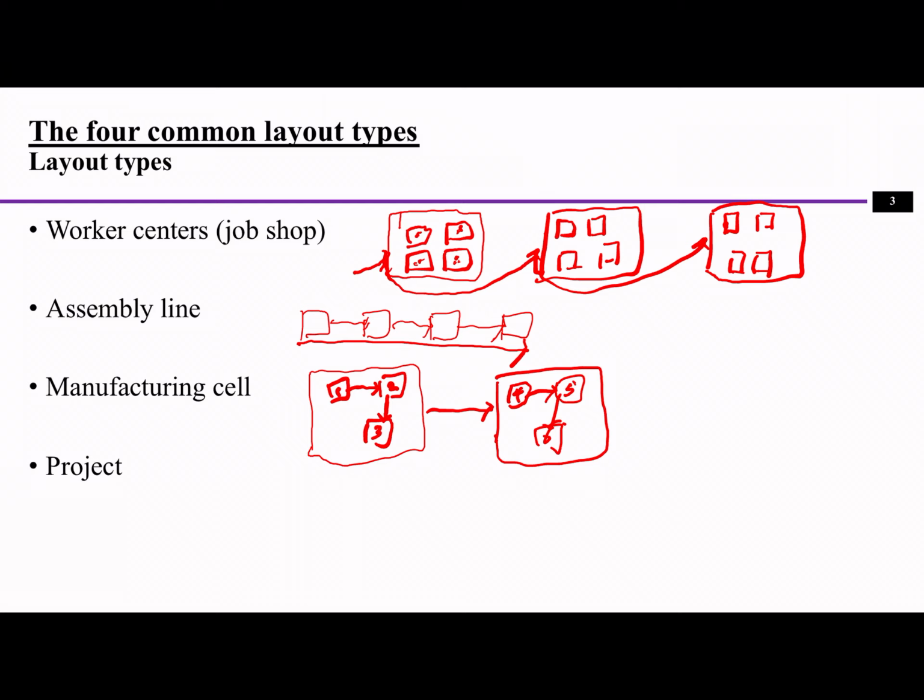And the last kind of layout is a project layout. Project layout is usually used for bigger projects such as an airplane or a ship that is really hard to move or transfer from one process to another. In this case, we'll build all the processes around the project, and then the final product will also be produced in the same location. So this is a project-based layout.